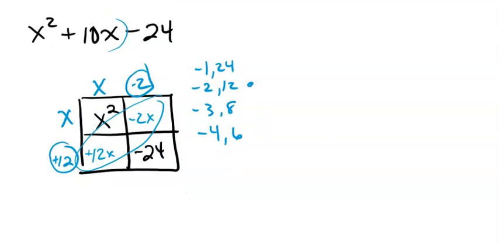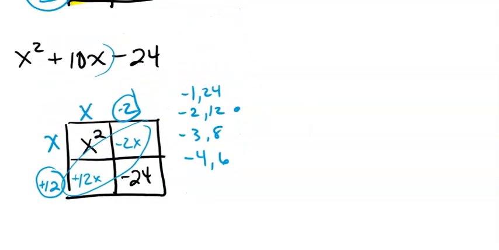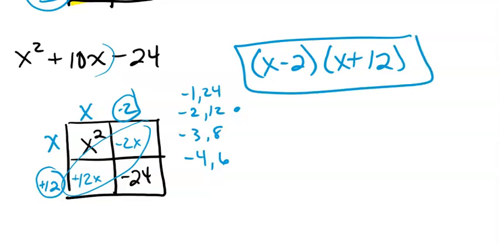On the top I had x minus 2, and on the side I had x plus 12. In the next video we'll talk about some more complicated versions and ones that have more options than things that we need to try.